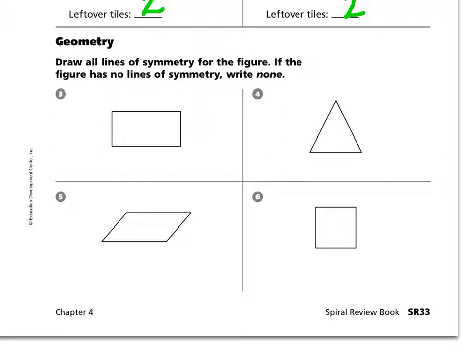Geometry. Draw all lines of symmetry for the figure. If the figure has no lines of symmetry, write none. So remember, symmetry is a mirror image. I know that a rectangle has 2. I know that a triangle that seems to be isosceles has only 1.